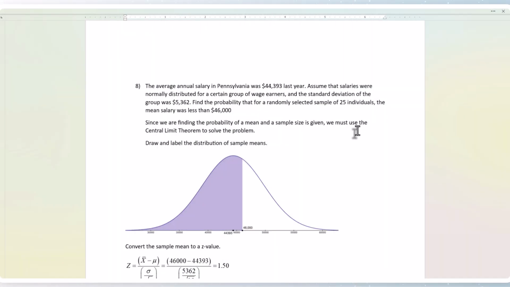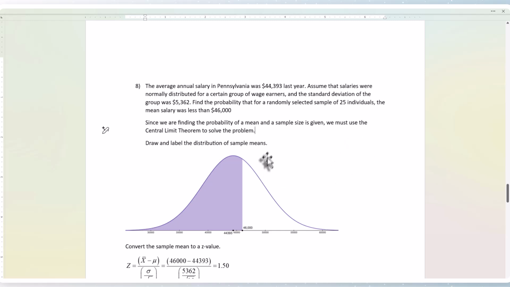All right, so now let's take a look at problem 8. It states the following. The average annual salary in Pennsylvania was $44,393 last year. Assume that salaries were normally distributed for a certain group of wage earners, and the standard deviation was $5,362. Find the probability that for a random sample of 25 individuals, the mean salary was less than $46,000.